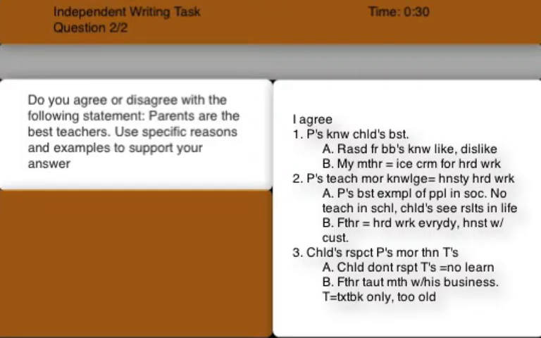3. Children generally respect their parents more than their teachers. Parents are more understanding than the teachers. If children don't respect teachers, the child stops learning. Children respect parents and trust what they say. This equals better learning. For example, my dad explaining math used his business as an example. It made much more sense than my teacher. My teacher was too old and only used books.